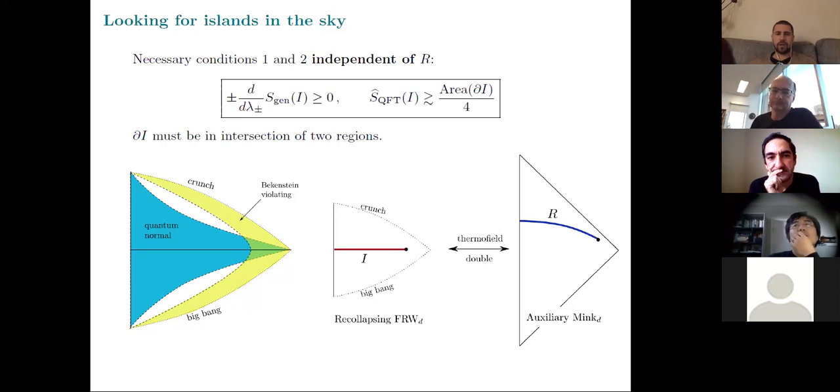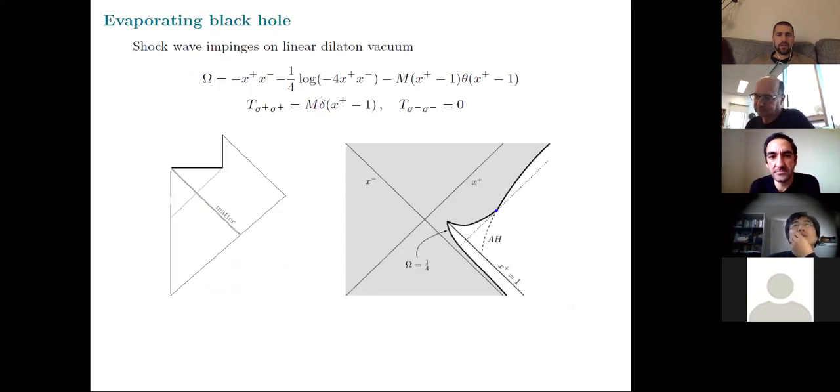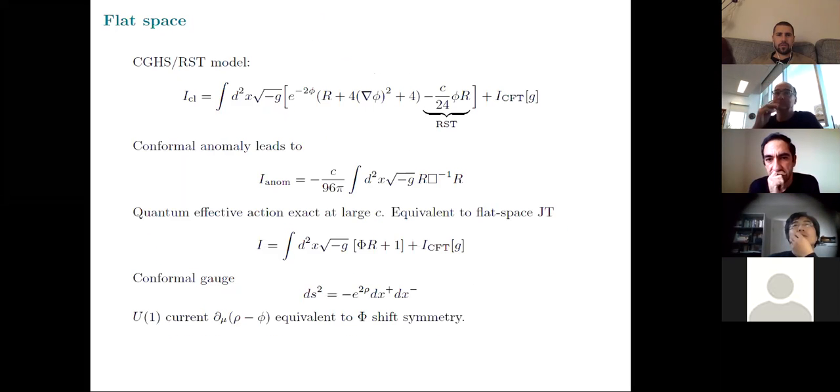Thanks for the nice talk, Edgar. A quick question at the very beginning, on the first or second slide, you said that the quantum effective action is exact at large C. I was just wondering what happens at finite C and how would it change everything else you said after that? That's a good question.